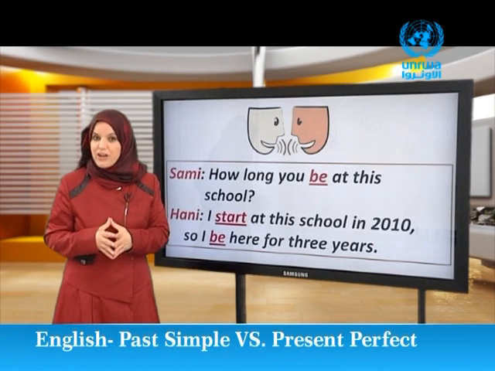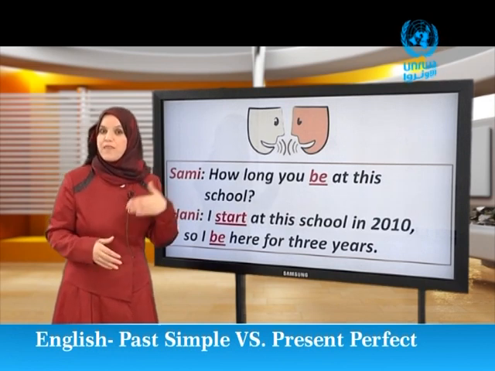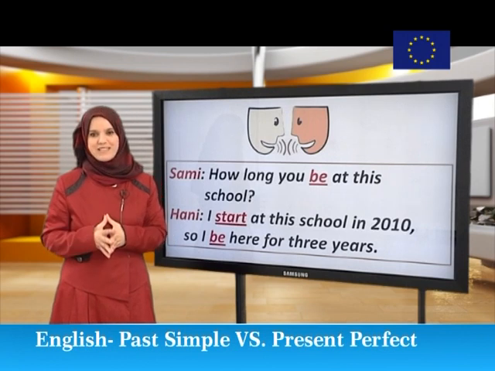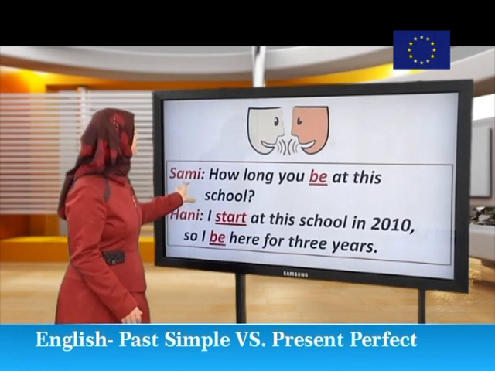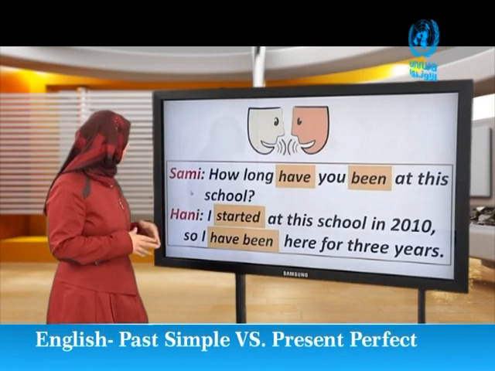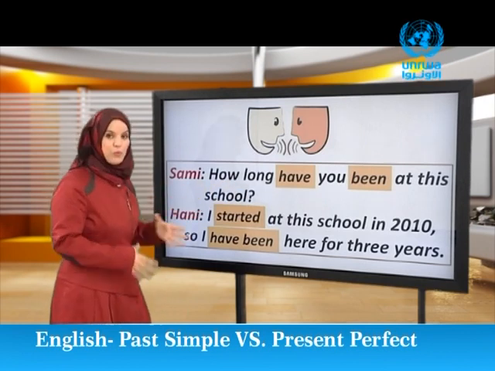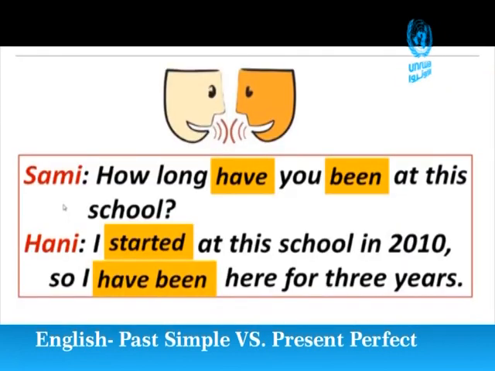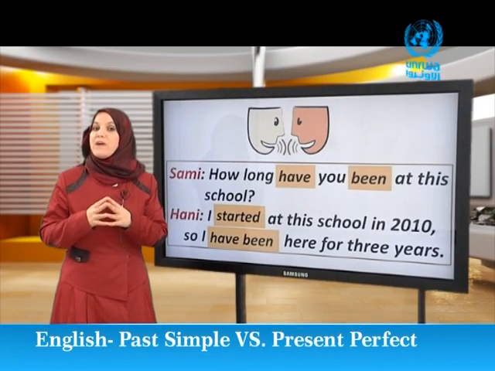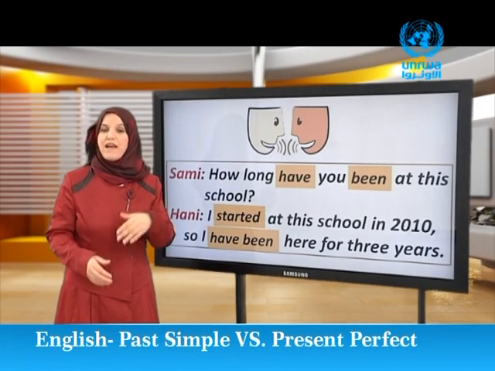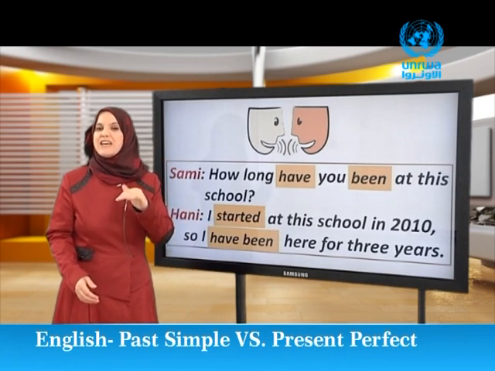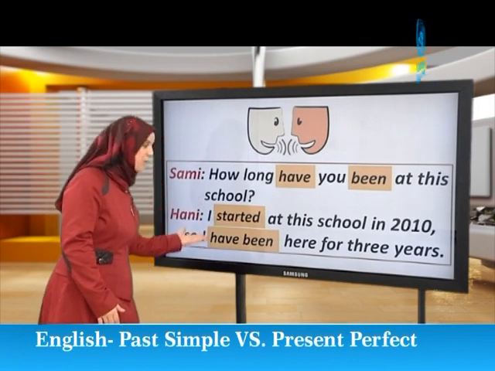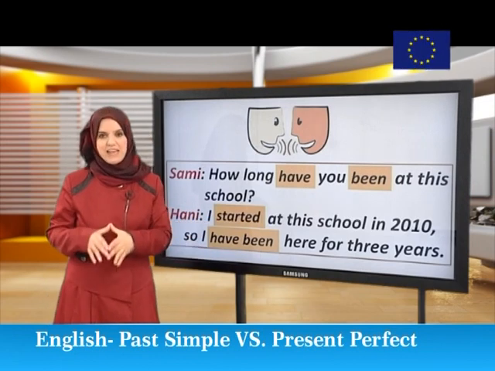Now let's see together which is more appropriate to use, the past simple tense or the present perfect. Let's see the answer together. How long have you been at this school? We use the present perfect. I started at this school in 2010. With past years, we use past simple tense. So remember, we use the present perfect to describe actions that began in the past but is connected with the present. He started at the school in the past, but he's still learning at the same school.